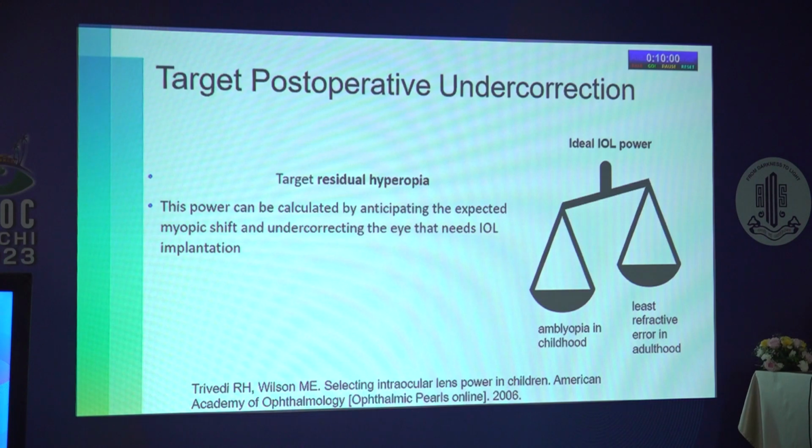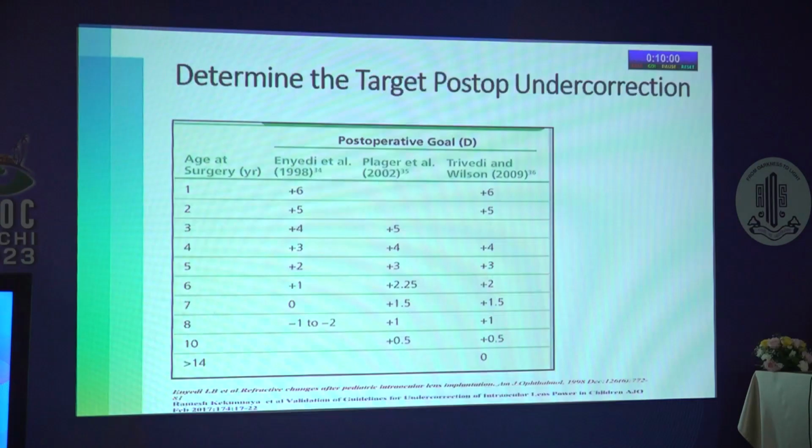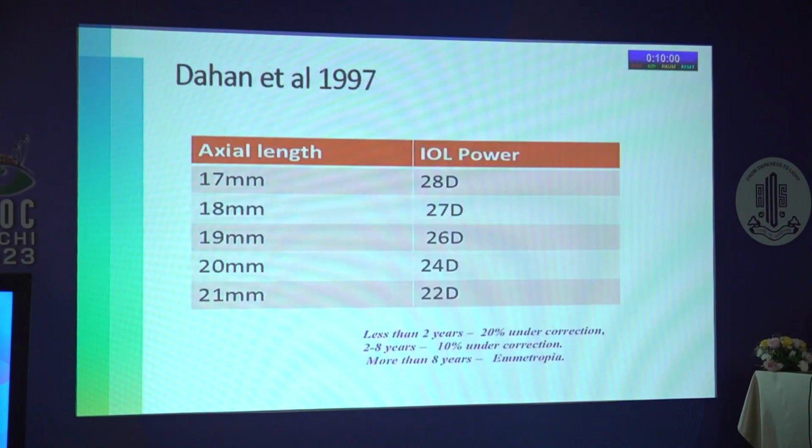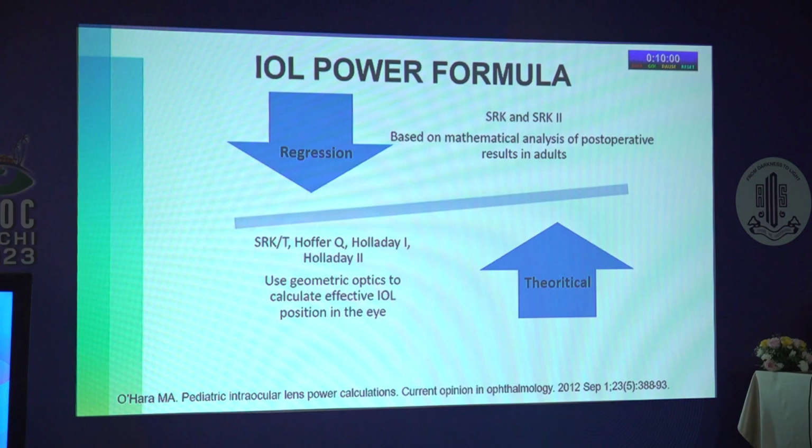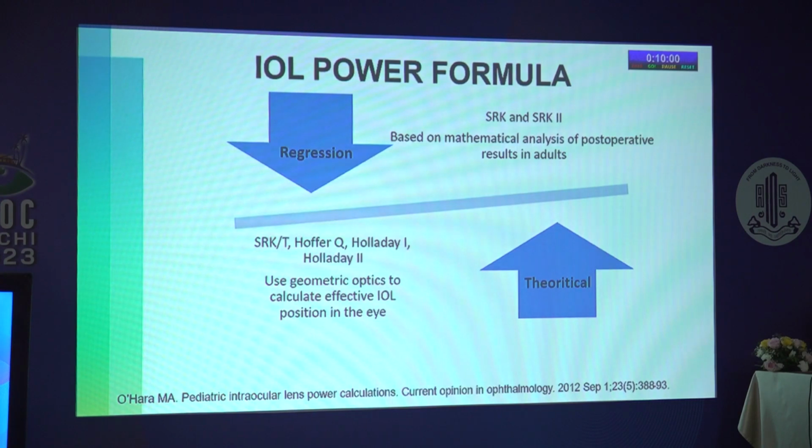So what is the target? Residual hyperopia. This is what we aim for. The 17 millimeter IOL power is the approximate IOL power in a normal eye. So this is the protocol. When to implant an IOL, in the bag or in the sulcus. SRK2 and SRKT are the commonly used formulas.